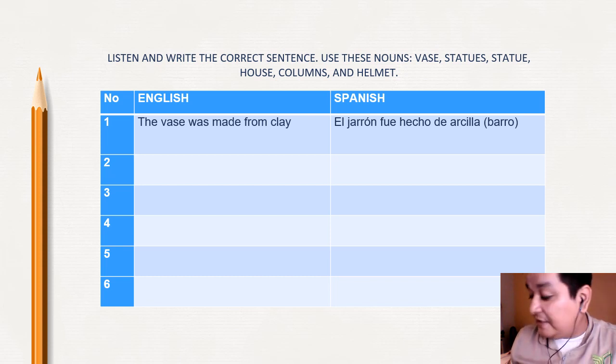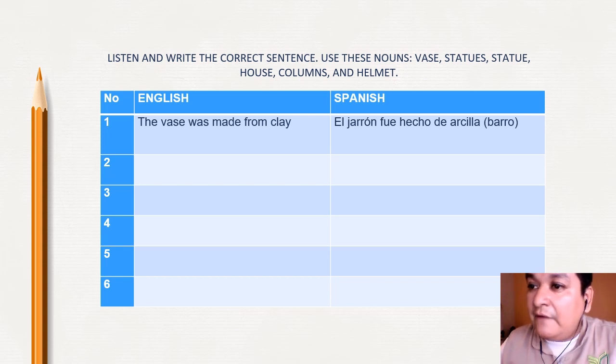Okay, one more time. The statues were made of wood. 3. The statue is made of terracotta. 4. The house is made of stone. 5. The columns are made of marble. 6. The helmet is made of metal.